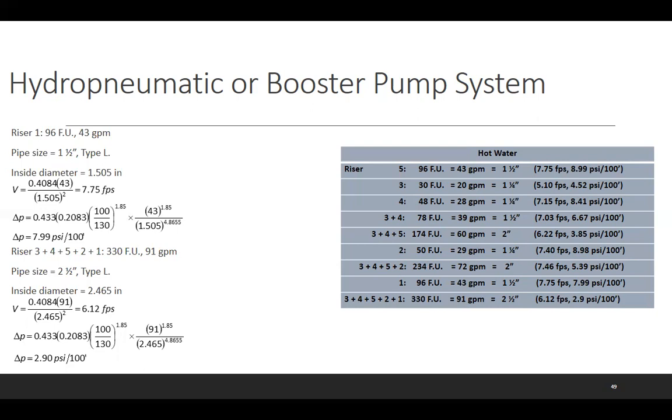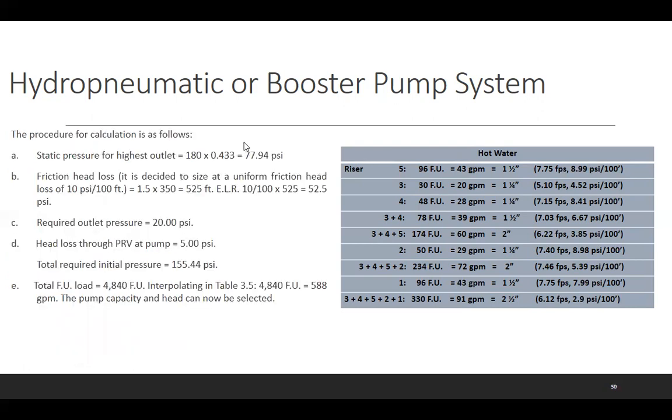Riser 3 plus 4 plus 5 plus 2 plus 1 is 330 FU, 91 GPM. Pipe size 2-1/2, type L. Inch diameter is 2.465 inch. Velocity is 6.12 feet per second. Delta P is 2.9 PSI per 100 feet. Yeah, better na.